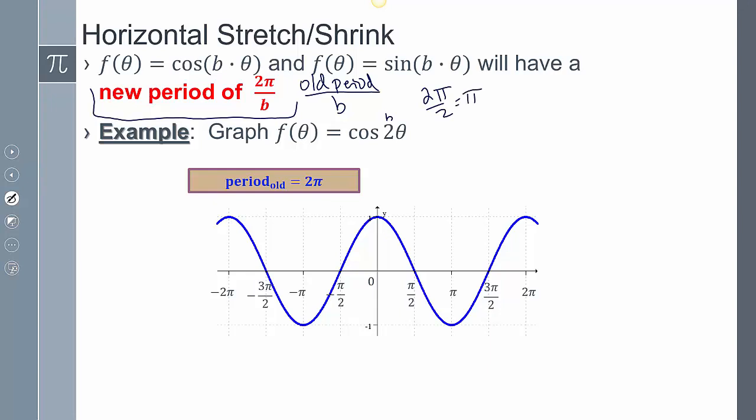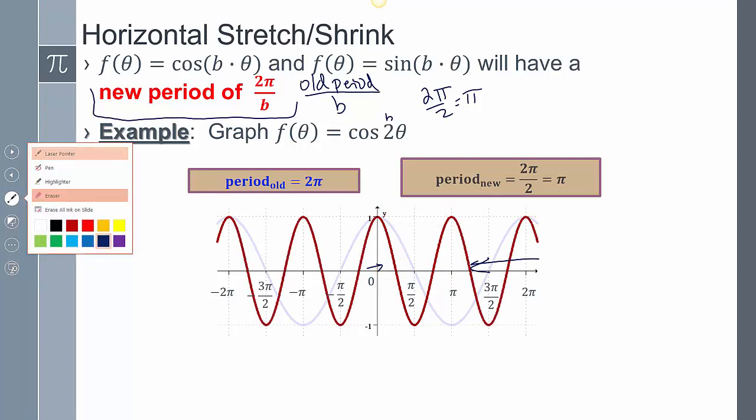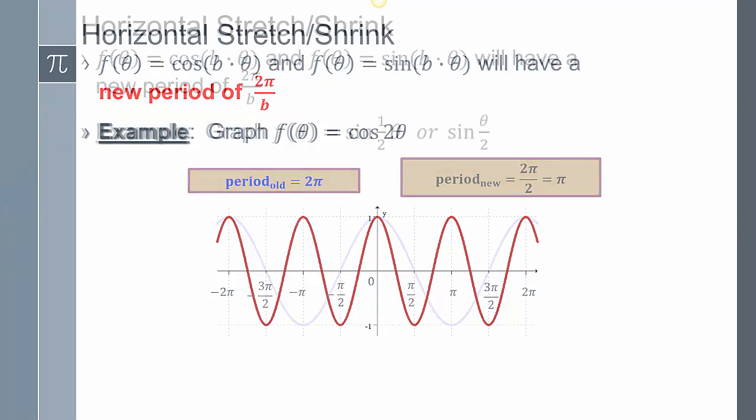Now, look what happens to the graph with that new period. It's almost as if I took the graph and shrank it horizontally, like I pushed it in. Believe it or not, it now travels a shorter distance. Instead of traveling all the way to 2 pi before it started repeating itself, it only traveled from 0 to pi before it started repeating itself. And so you actually get twice as much function in that same space.